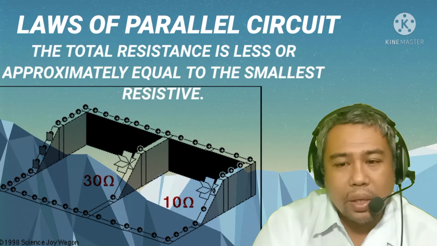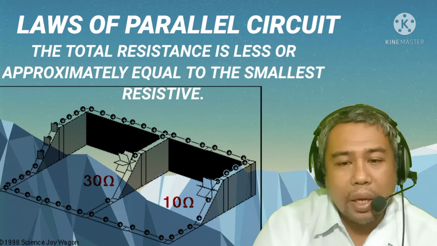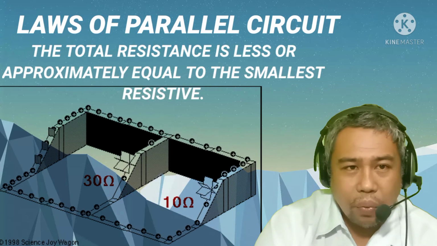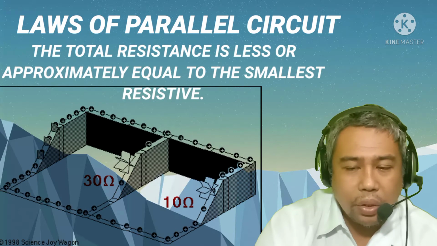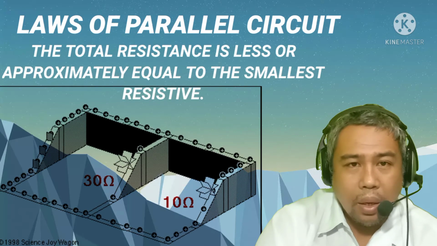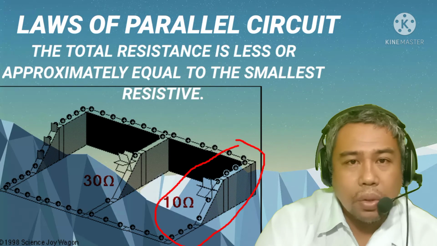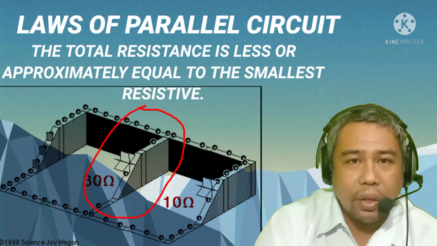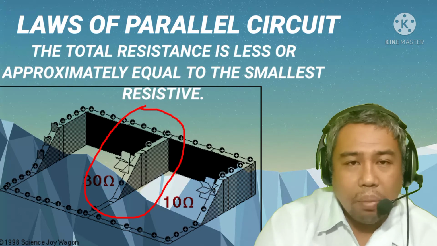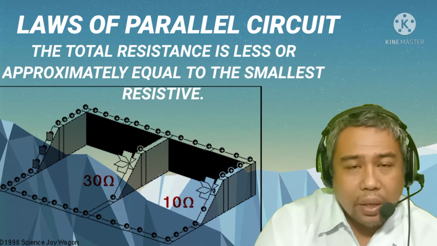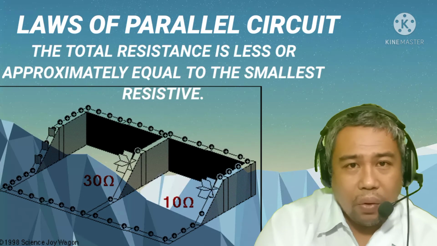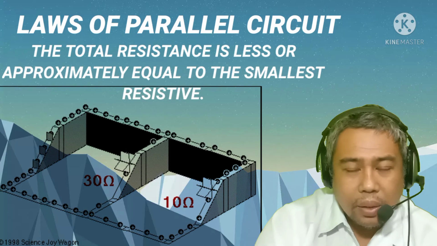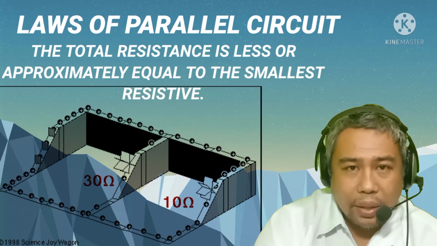The total resistance is less than or approximately equal to the smallest resistance. As you can see in this illustration, we have two different loads, 30 ohms and 10 ohms. As you can see, in the 10 ohms, the travel of current is faster than in the 30 ohms. So it means the higher the resistance, the slower the travel. The lower the resistance, the faster the travel.